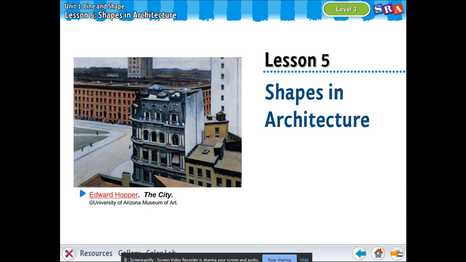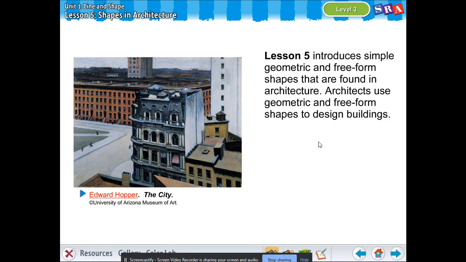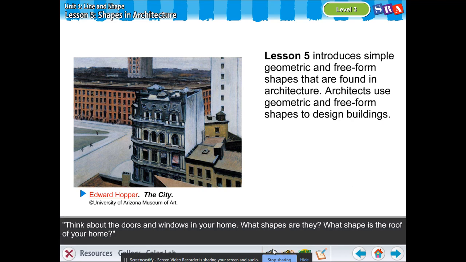Shapes in architecture. Lesson 5 introduced simple geometric and freeform shapes that are found in architecture. Architects use geometric and freeform shapes to design buildings. We know from our last lesson about complex geometric shapes. Think about the doors and windows in your home. What shapes are they? What shape is the roof of your home?